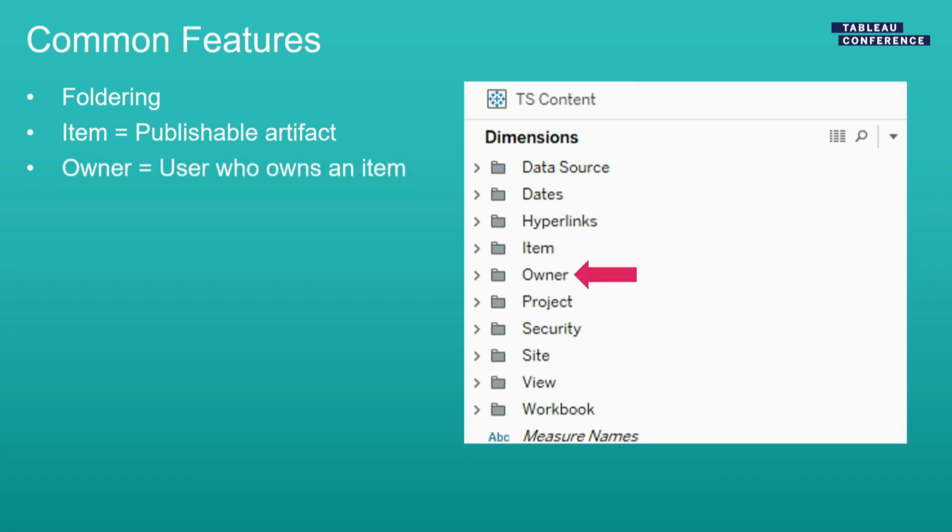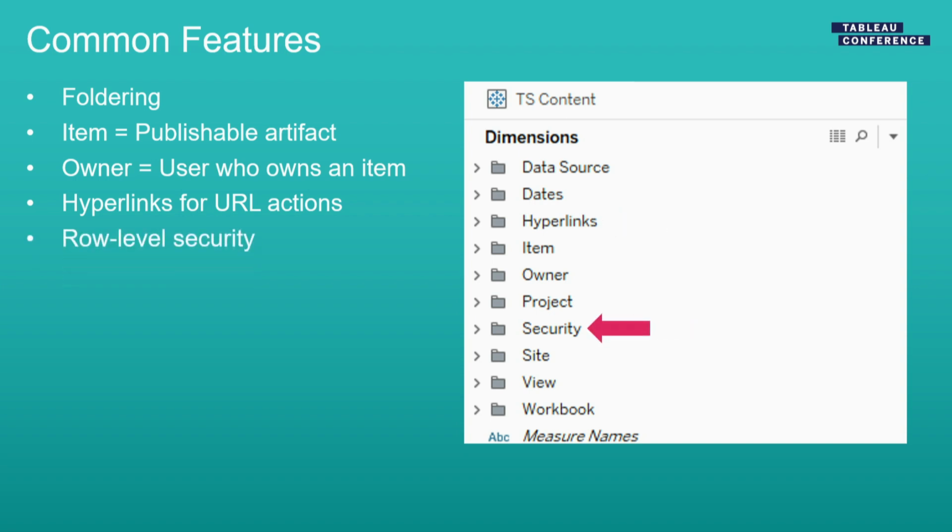The concept of an owner: the owner for a piece of content on Tableau Server will always show up here, their username, their email, their friendly name, all that good stuff. We also put in a bunch of hyperlink calculations so that if you want to link out to Tableau Server, to a particular view or to a particular data source, you can easily generate a URL action in your dashboard using these pre-built calculations. You don't have to build that yourself.